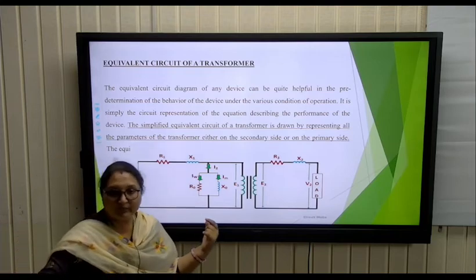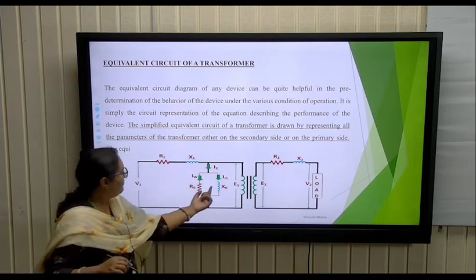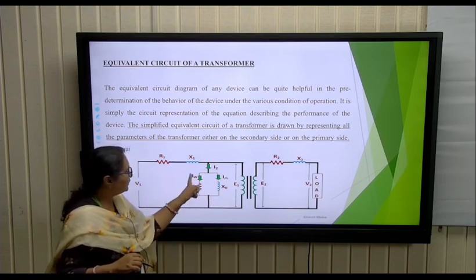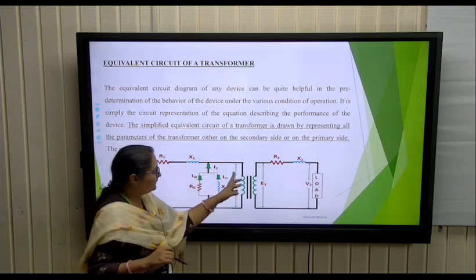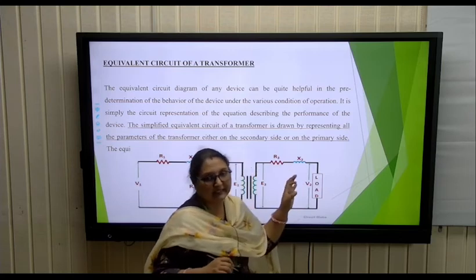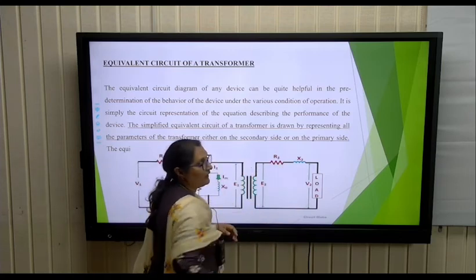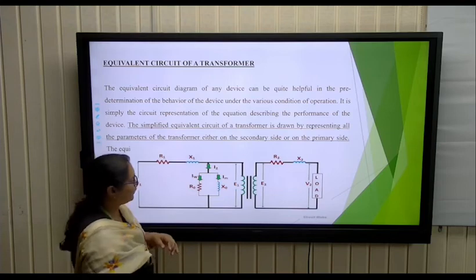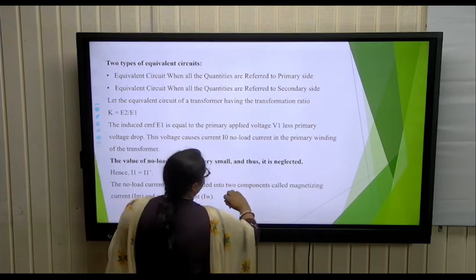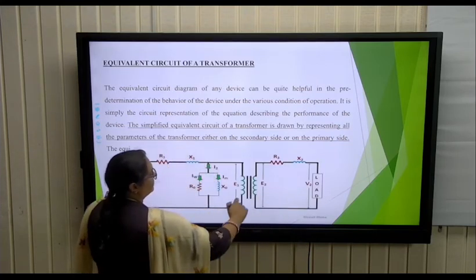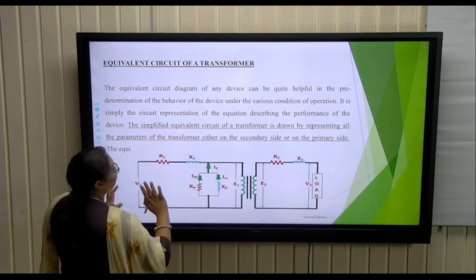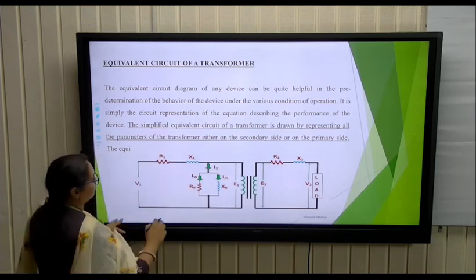In the phasor diagram we have seen I1, Im and Iw. So this contributes to your magnetism and this contributes to the losses. Then this is your E1, the primary and secondary. R2 and X2 are the secondary resistance and secondary inductance of the transformer. V2 is the terminal voltage, and here we have connected a load. So this is the simplified equivalent circuit of a transformer.